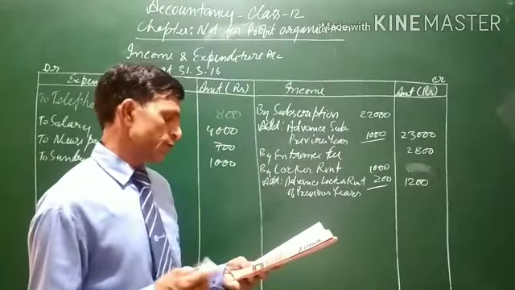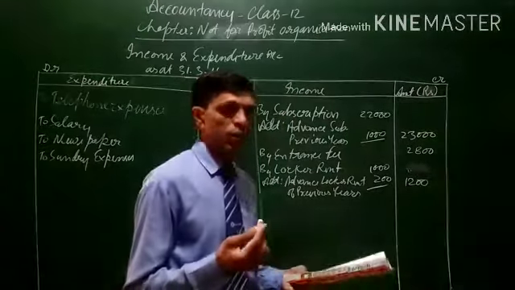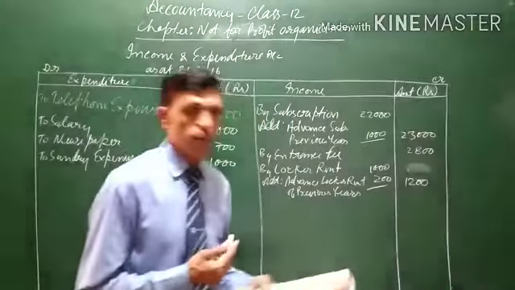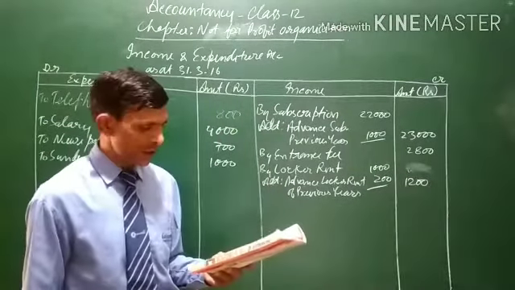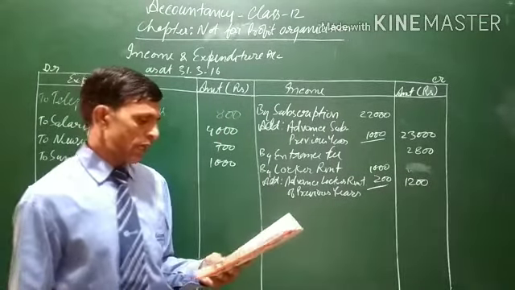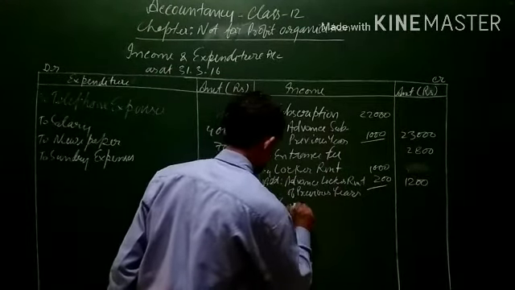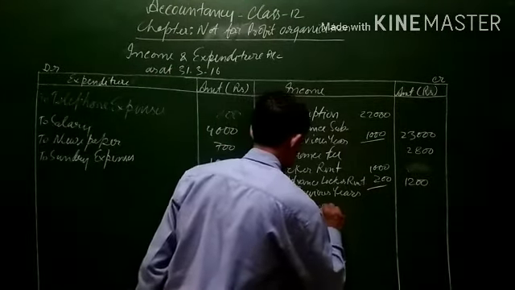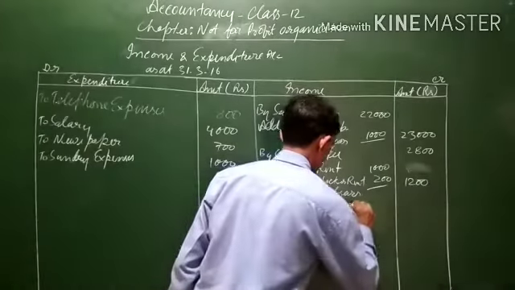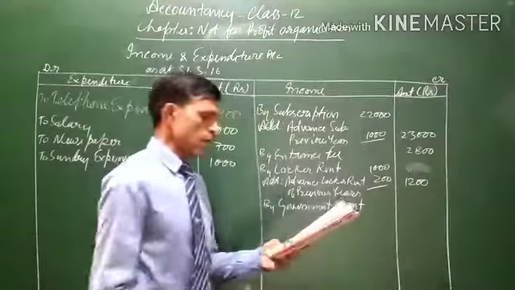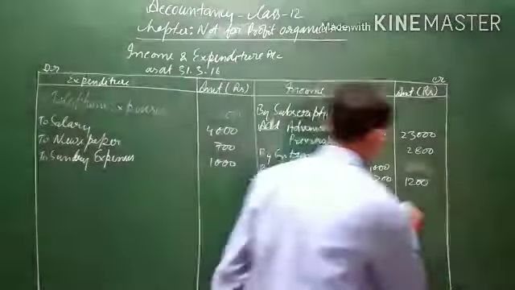Life membership fees, it is a capital receipt. It will go in the balance sheet. It will be mentioned in the balance sheet. And lastly, by government grant. Government grant amount is 11,000.